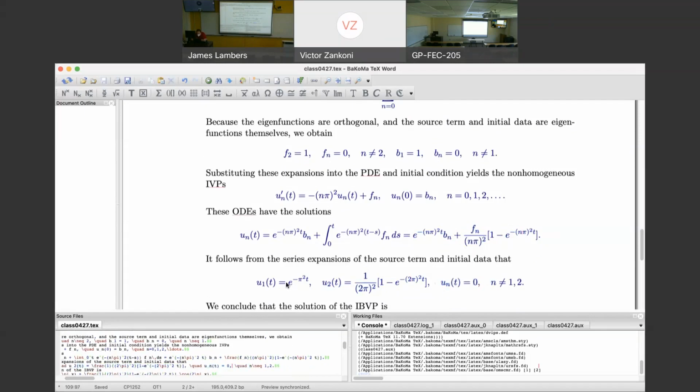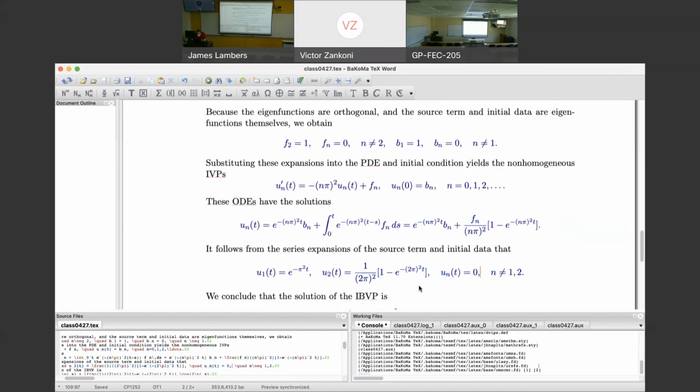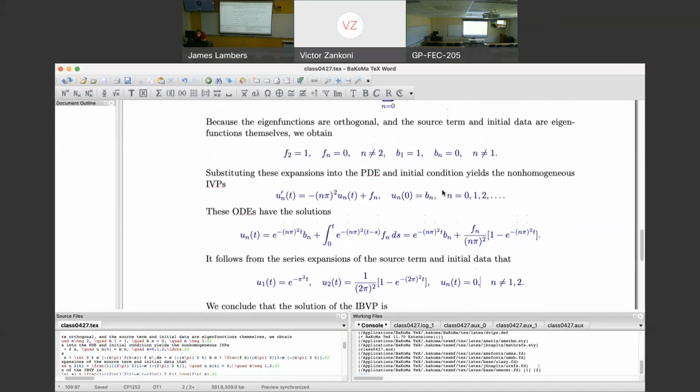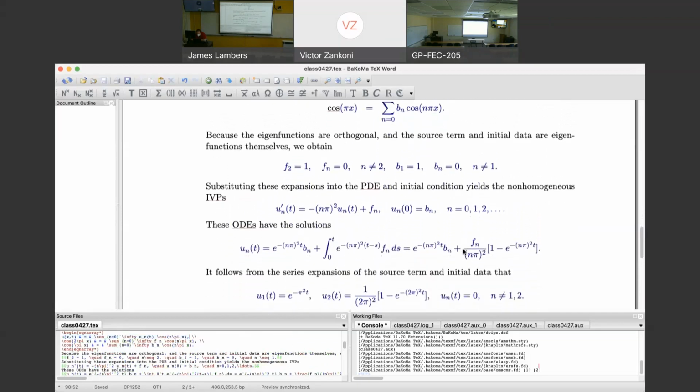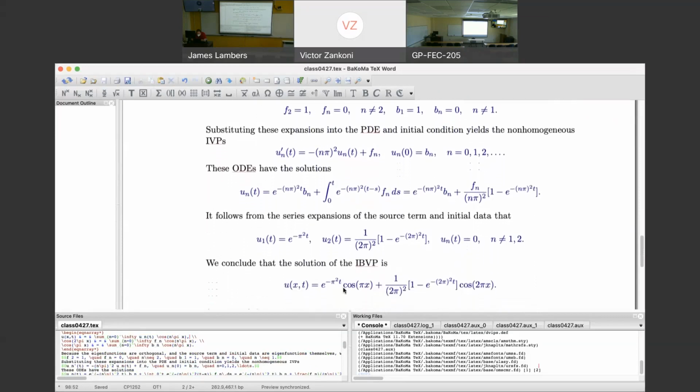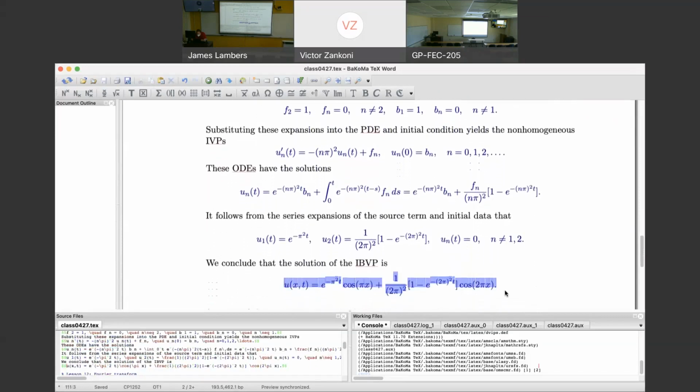So now we can take all this and substitute them into our form of a solution, our general solution. And we end up with this. So each un of t is multiplied by the corresponding cosine of n pi x over L, and you add them all up.